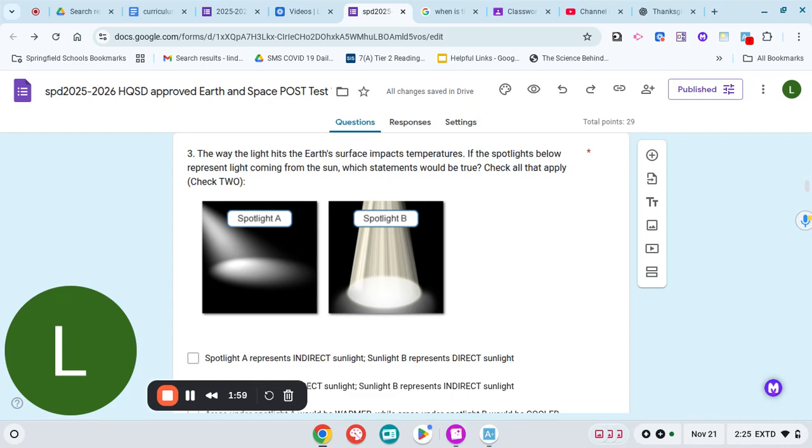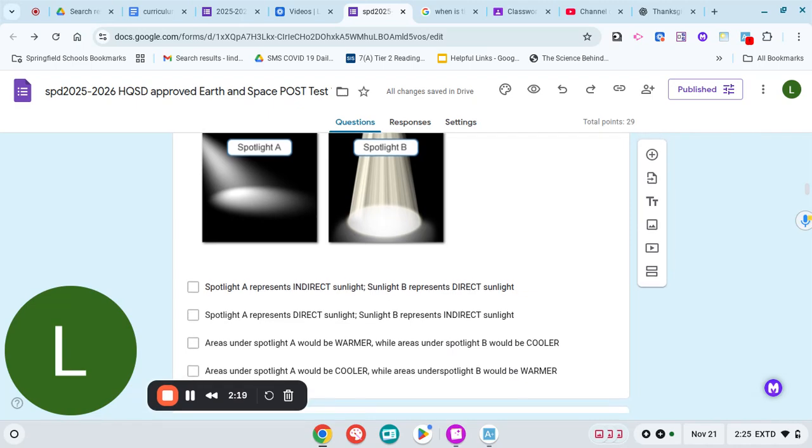3, the way the light hits the Earth's surface impacts temperatures. If the spotlights below represent light coming from the Sun, which statements would be true? Check all that apply. It wants you to check 2. So if spotlight A is the Sun or spotlight B is the Sun, which statements would be true? Check 2.